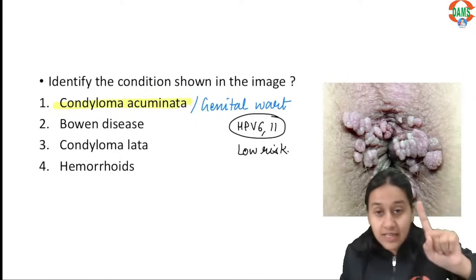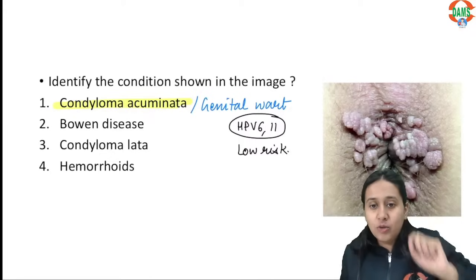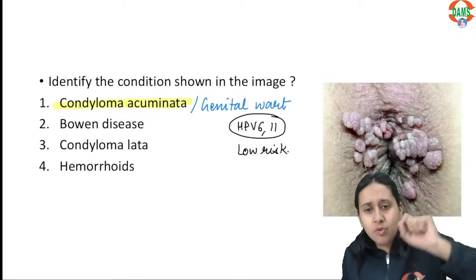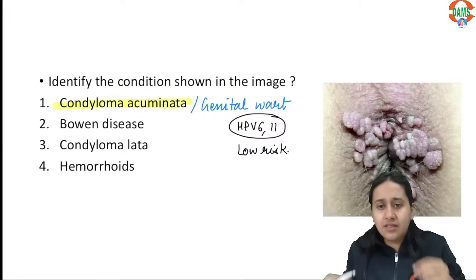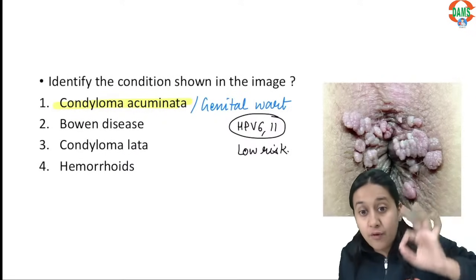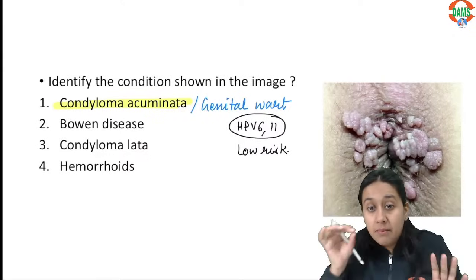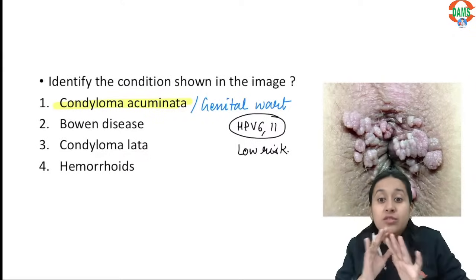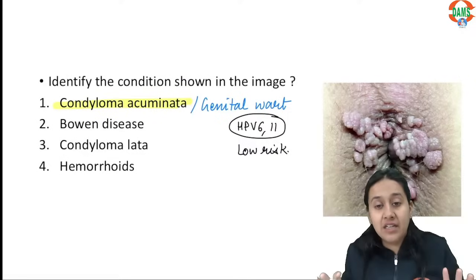Understood this point? So that was a false statement. The second option given was to give some prophylactic antiviral drugs like acyclovir. Is it true or false? The answer is false, because acyclovir has no role against the HPV infection.